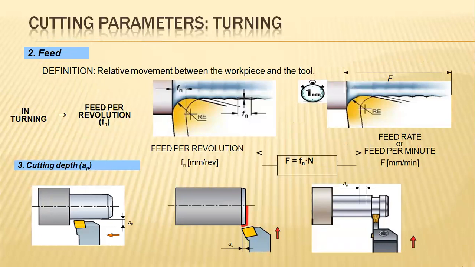Coming to the feed point. What is meant by feed? It's the relative movement between the workpiece and the tool. First one, when the tool has engaged with the work part, upon the MRR condition, that is, material is getting removed in the form of chips from the work part.